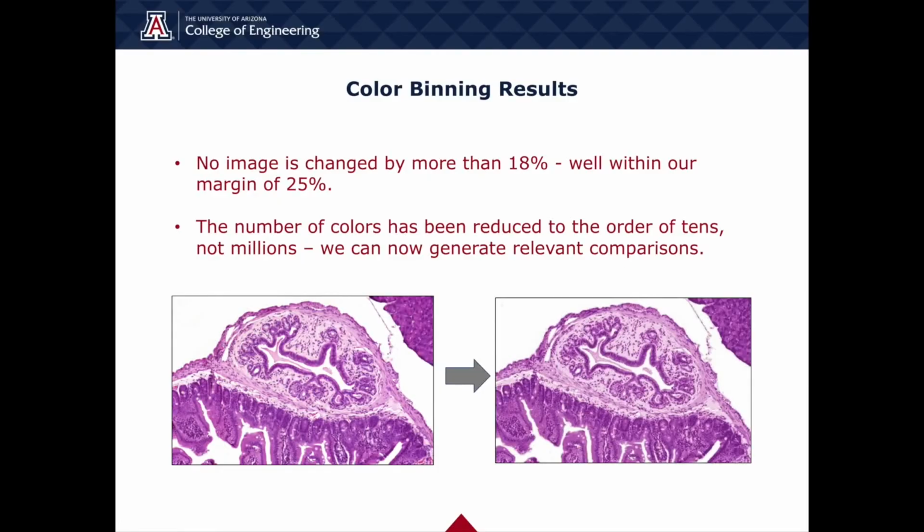By using a simple percent error model, it was determined that no image lost more than 18% of its visual information, which was below the margin of 25%, which was defined as too much loss to retain meaning. The image is now ready for color analysis.